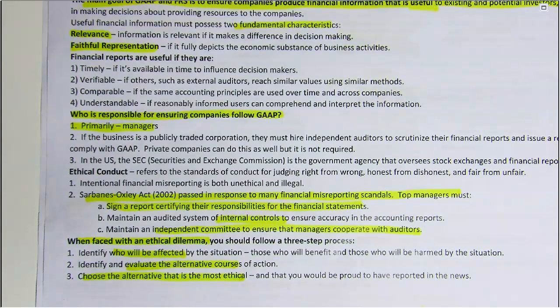And I've heard it referred to as the tombstone test. Would you want this act displayed on your tombstone as saying that was what you were remembered for? Or would you mind if your grandmother saw a story about you committing that act on television or read it in the paper? That should be one measure, or could be one measure, of whether you should engage in that activity.